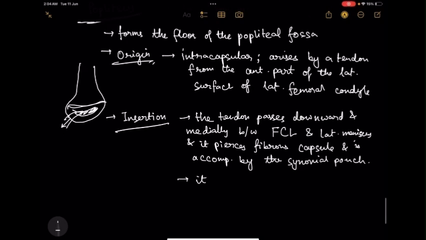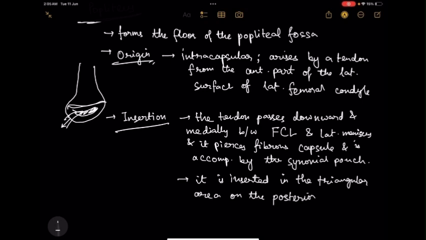Finally, it is inserted in the triangular area on the posterior surface of tibia above soleal line. Done.